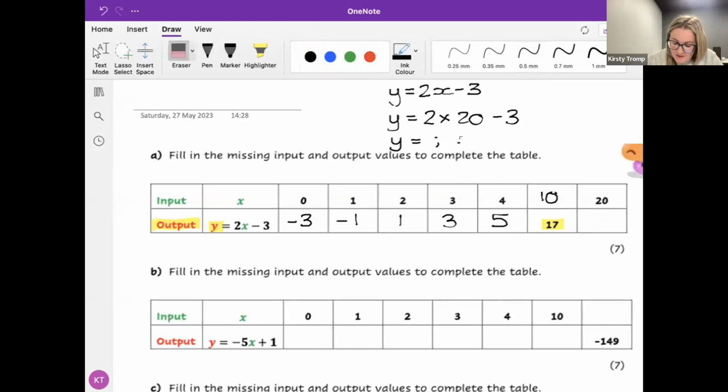Right, let's try again. 2 times 20 is 40. Apologies. 40. Yes. Okay, well done. 2 times 20 is 40, and 40 minus 3 is 37.